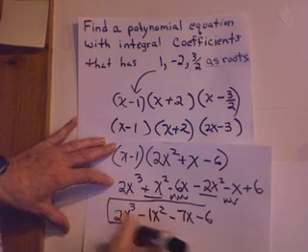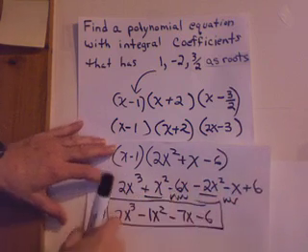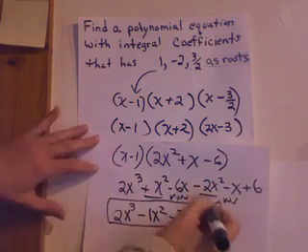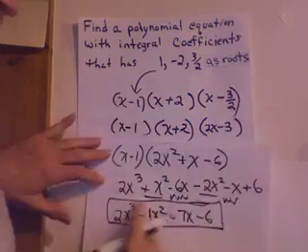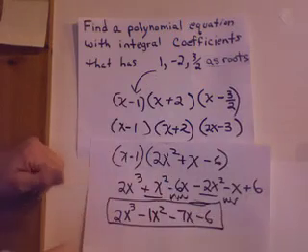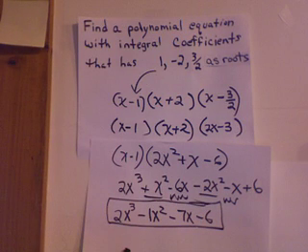And there you have it. There's the polynomial with integral coefficients, no fractions. If I had left this as a fraction, I would have had fractions in here, and it would have been more difficult to multiply.